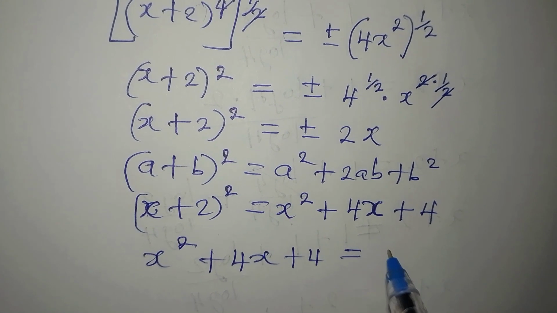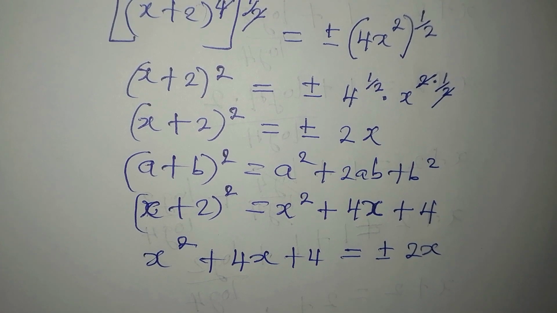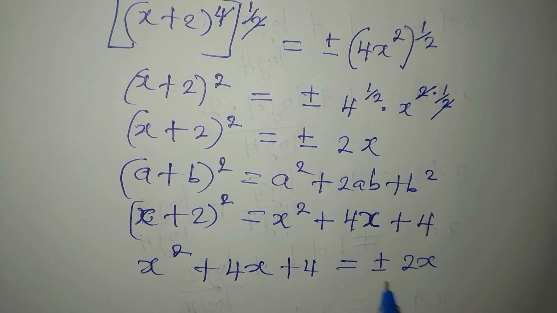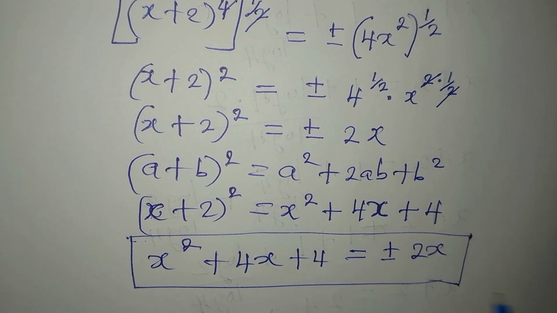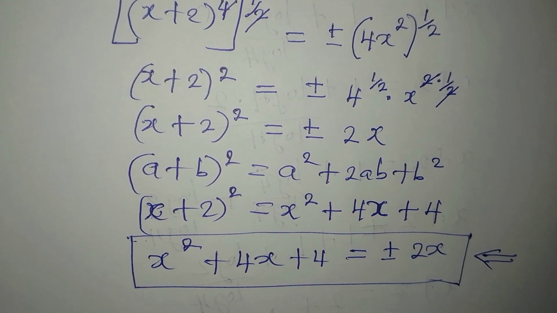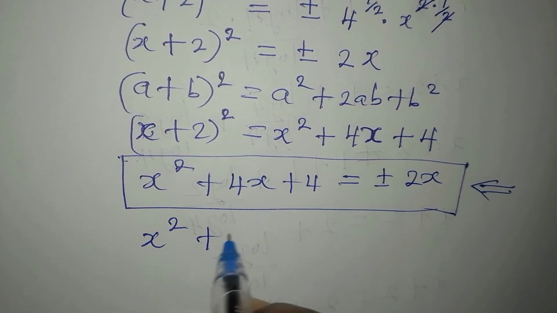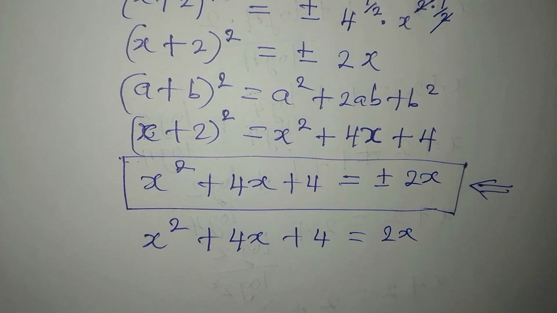So I write x^2 + 4x + 4. Then on the other side, we have plus or minus 2x. But then, what should I do in this case? I have two solutions on the right. I have two terms, one is positive, the other is negative. So I will work with the positive. Let me do this. Okay, remember, I will still come back to what we have here. So I'll pick the positive, and we have x^2 + 4x + 4 = 2x.